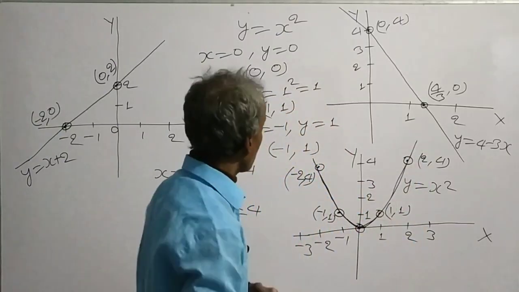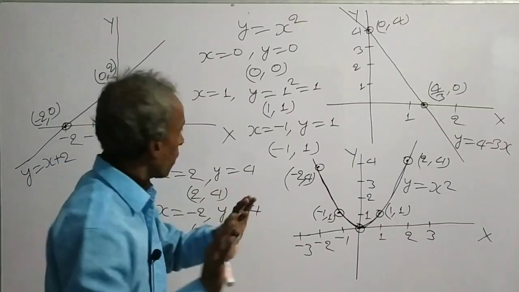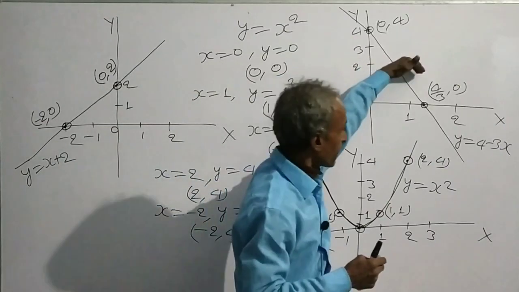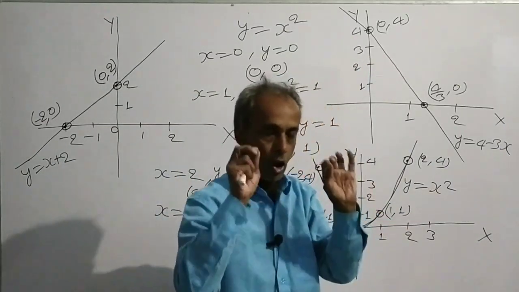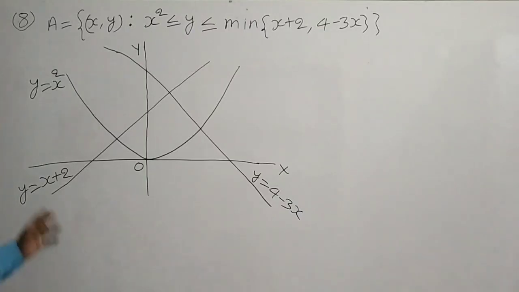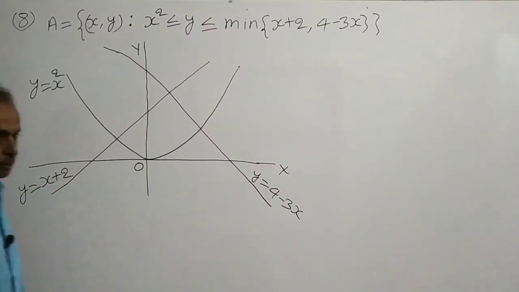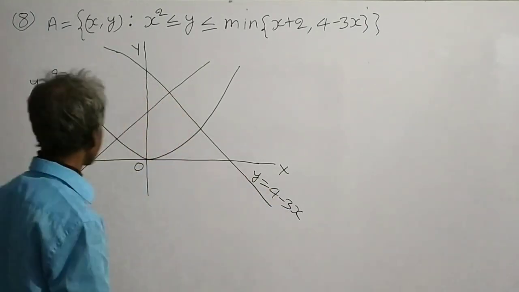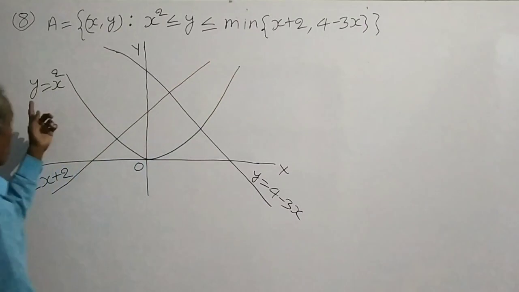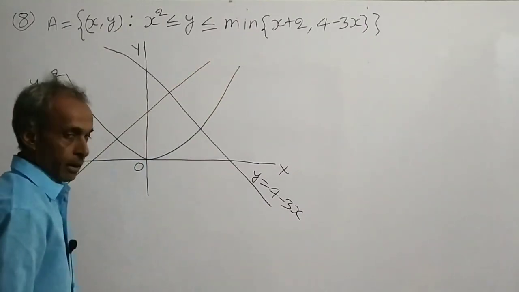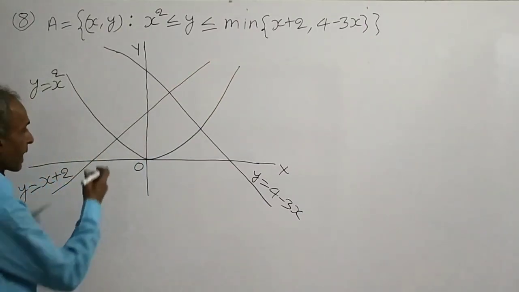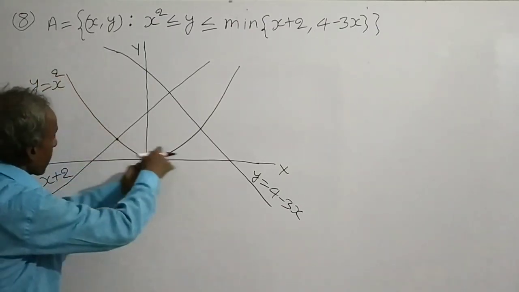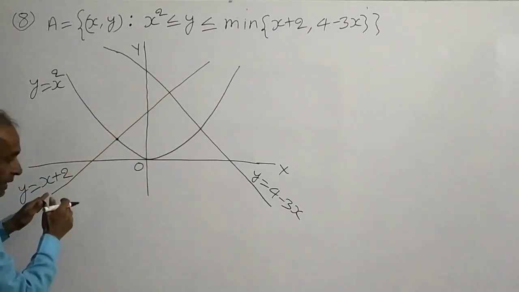Now, we will draw all these three graphs, this straight line, this straight line, and this parabola on one axis. This is the straight line y is equal to x plus 2. This is a straight line y is equal to 4 minus 3x. And this is parabola y is equal to x square. Now, we want to find the point of intersection of this parabola and this straight line.